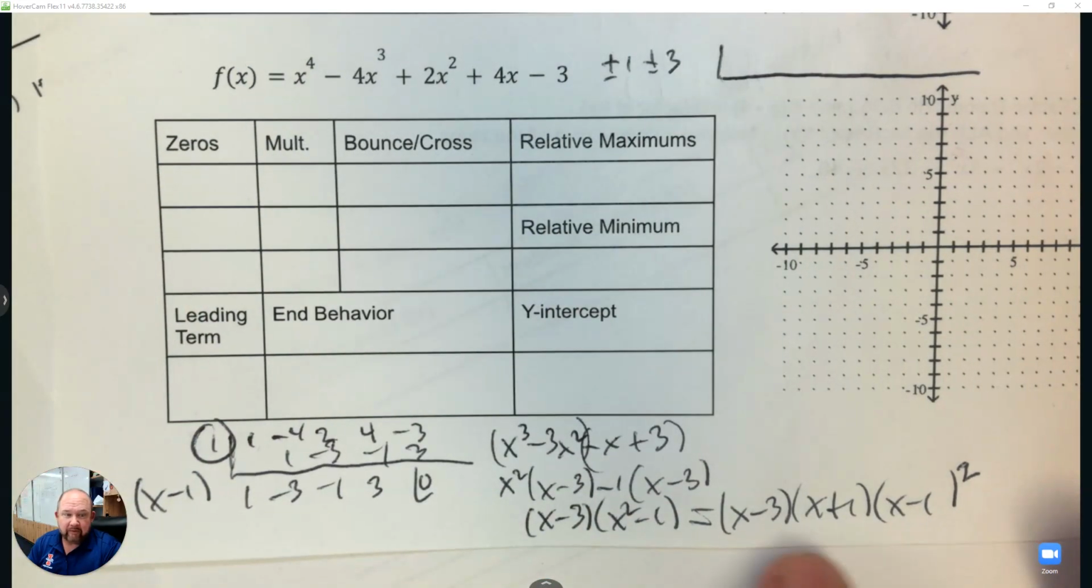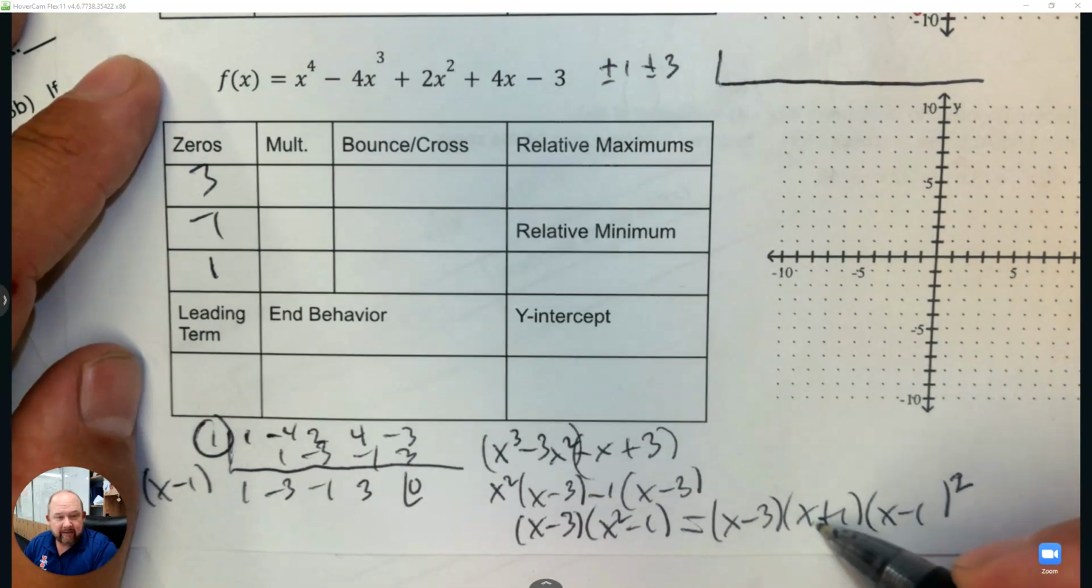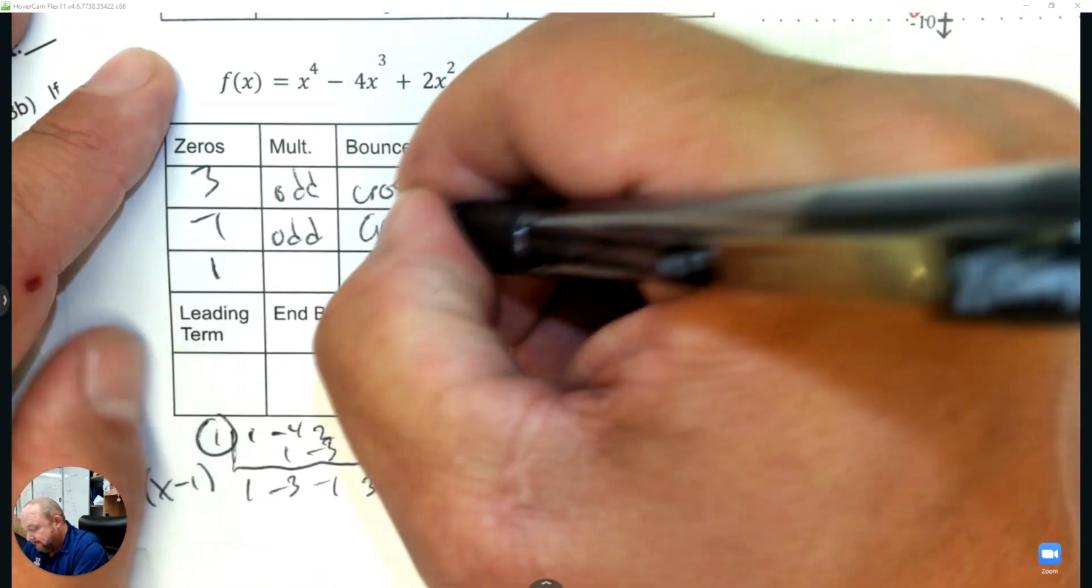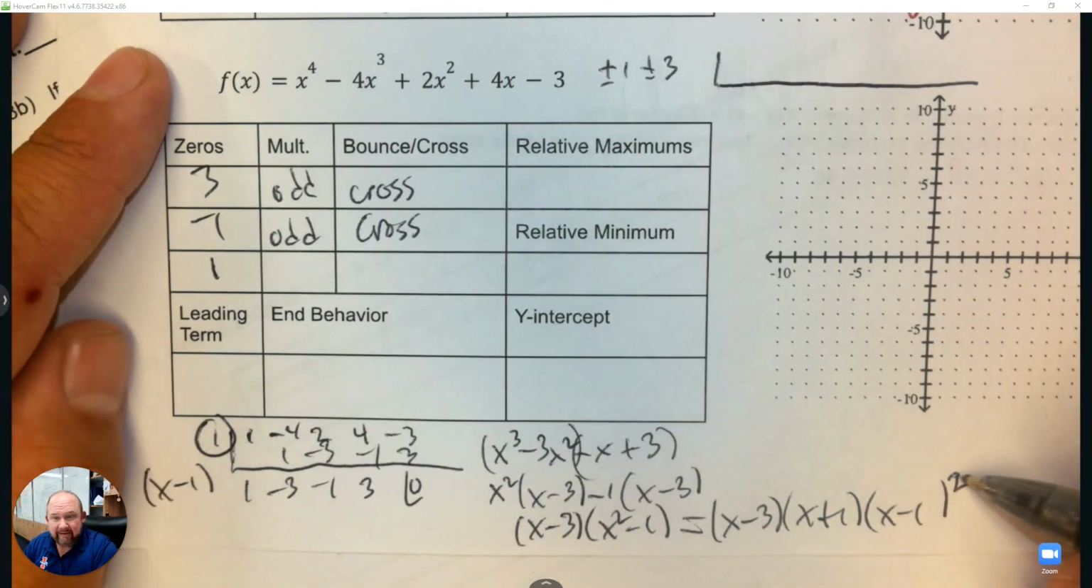So the zeros are 3, negative 1, and positive 1. 3 and negative 1 are odd exponents, which means that those are going to cross. At positive 1, it has an even exponent. So that's even, so it means it's going to bounce.